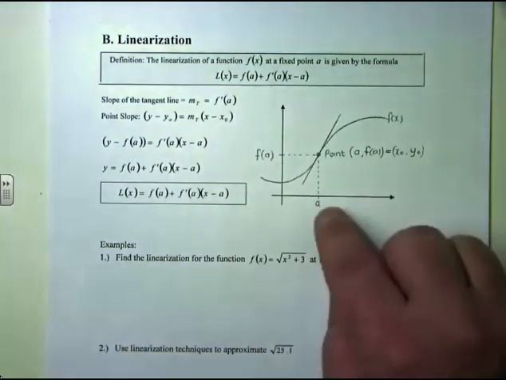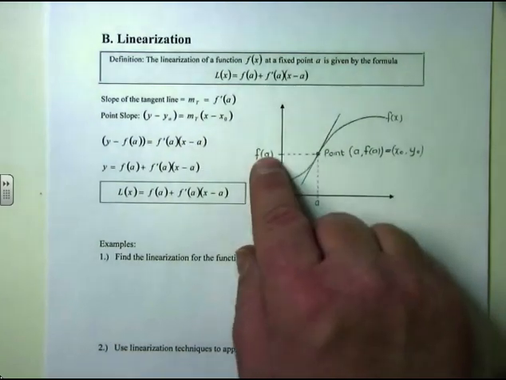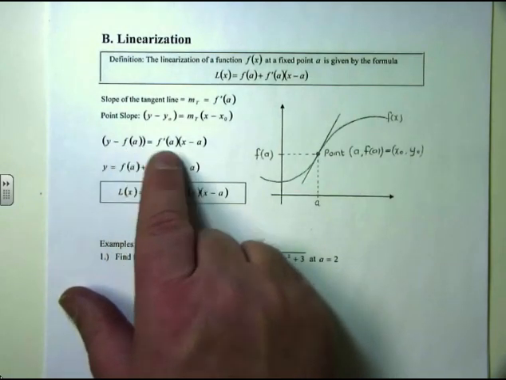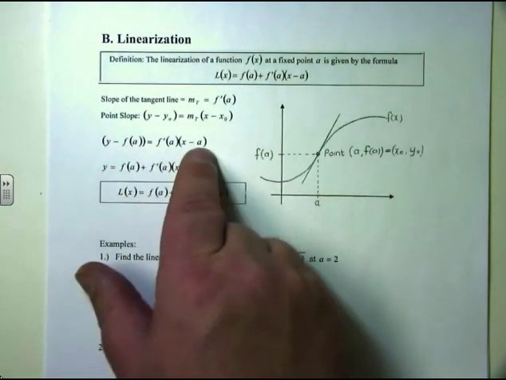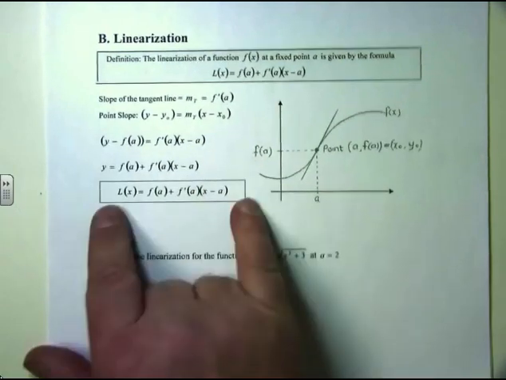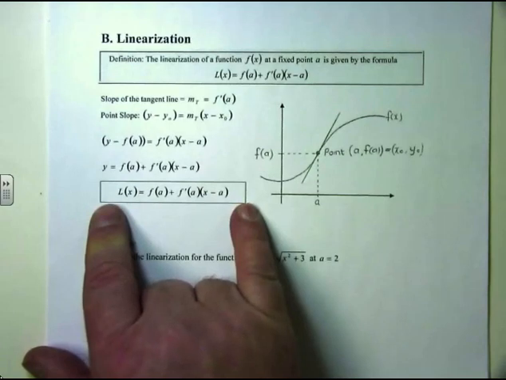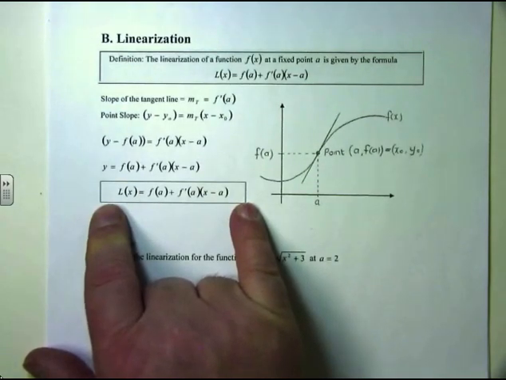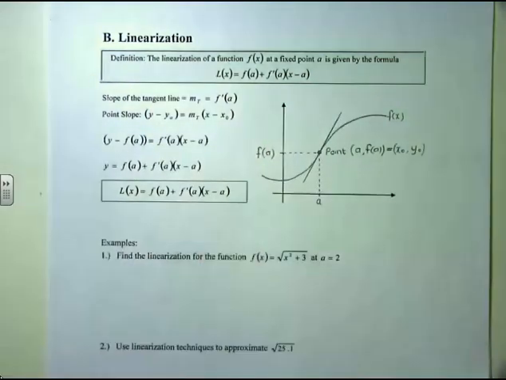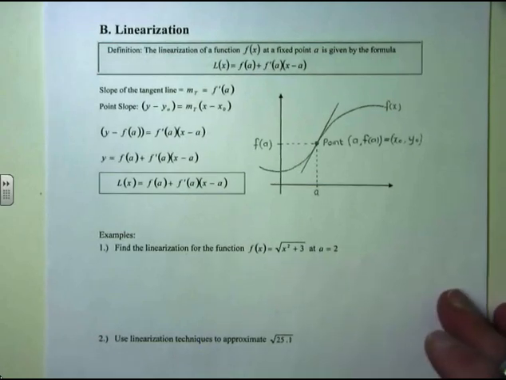So if we plug in the point A, the y coordinate's f of A, so that'll be y minus the y coordinate f of A equals the derivative f prime of A times x minus A. And when you clean this up and add f of A to both sides, you get the linearization formula. The linearization formula is the same thing as the equation of the tangent line. It's a special little form they wrote out, but if you get in trouble, remember it's the equation of the tangent line. But they're being fancy about it.